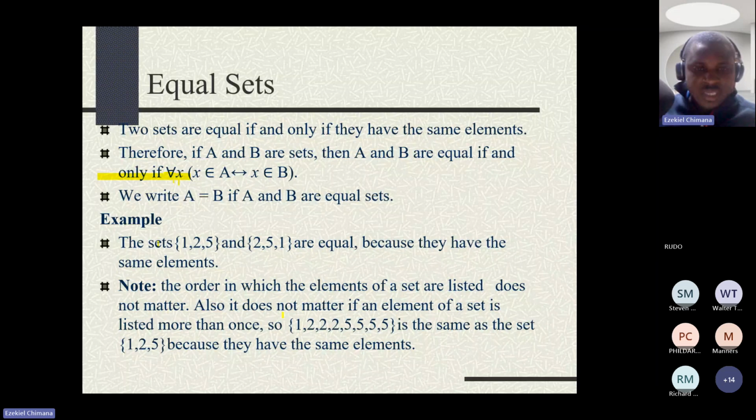So what we are saying is the set {1, 2, 2, 2, 2, 5, 5, 5} is the same as the set {1, 2, 5}. Why? Because we've got the same elements in this set and in this set. So the issue of repetition does not matter. This set is just 1, 2, 5 because those are the elements that we have there.